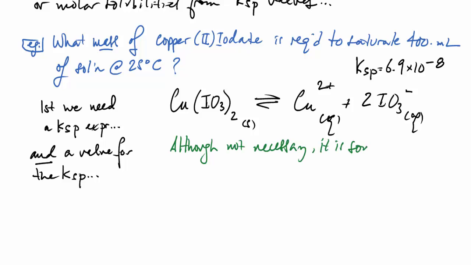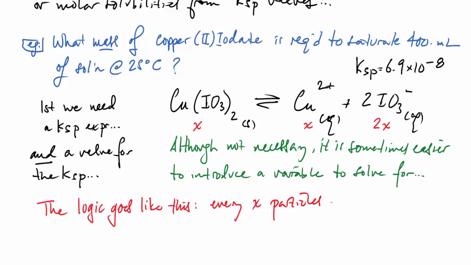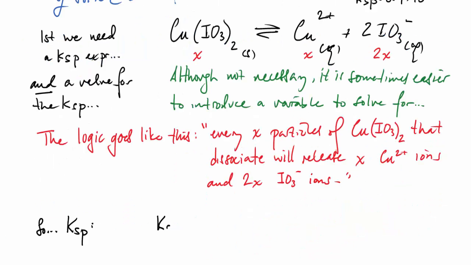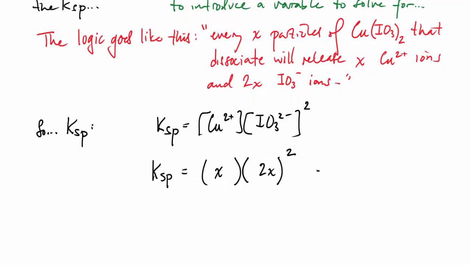Okay, so although not necessary, it's sometimes easier to introduce a variable to solve for these ion concentrations, and let's say that the copper iodate, copper ion, and iodate ions will be in an x to x to 2x ratio. So here's the logic. Every x particles of copper 2 iodate that dissociate will release x copper 2 plus ions and 2x iodate ions. So all good there. That's the idea why we can use these variables. Here we have the Ksp expression: the copper ion times the iodate ion concentration squared. These will be x and 2x, again squared here. A little algebra gets you this as 4x cubed.